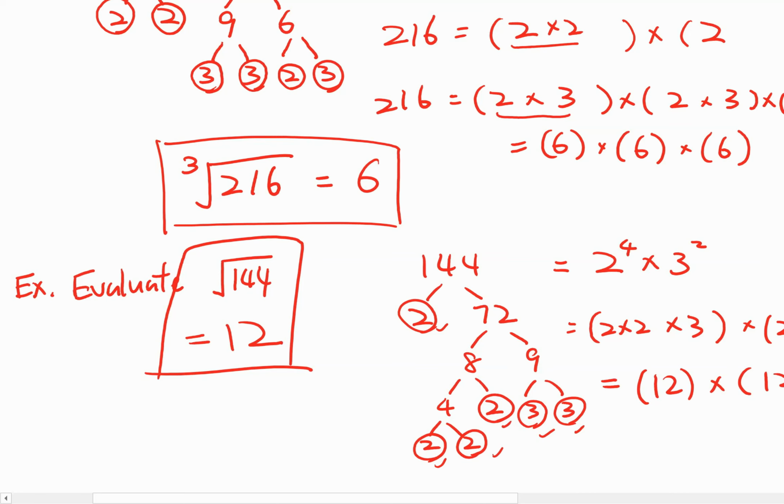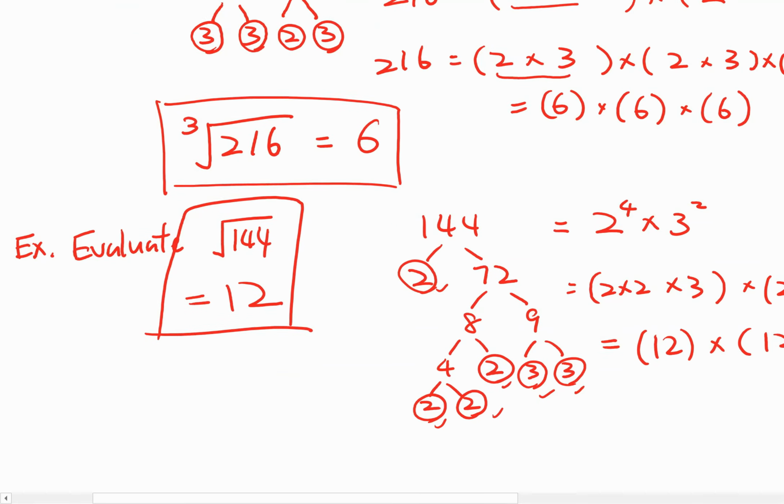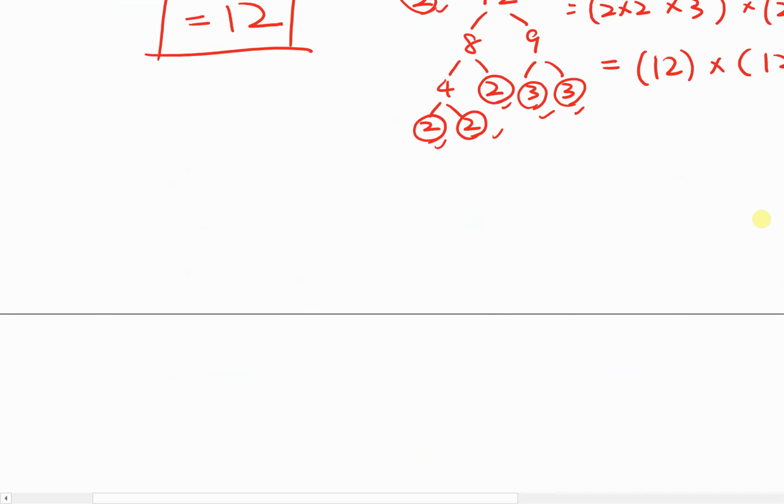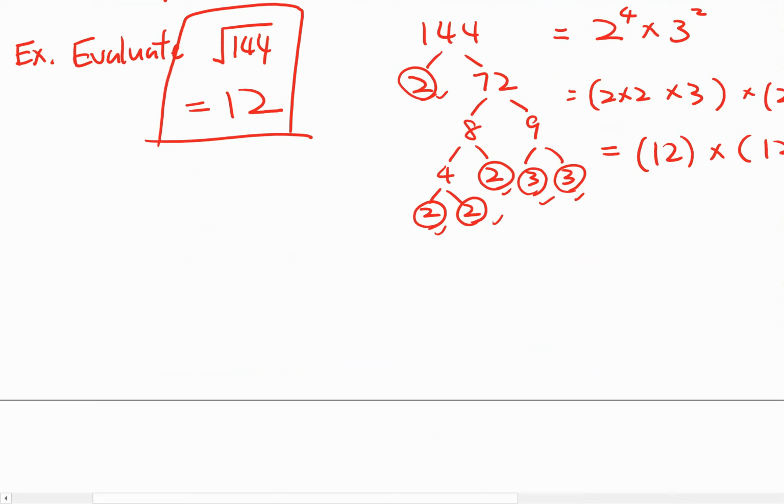Okay. Hopefully that will help you to understand. Now that's evaluating. Next we are going to look at how we estimate, because not all numbers are perfect cubes nor are perfect squares, and therefore we cannot always get an exact value when we take the square root or cube root. So here's another example.